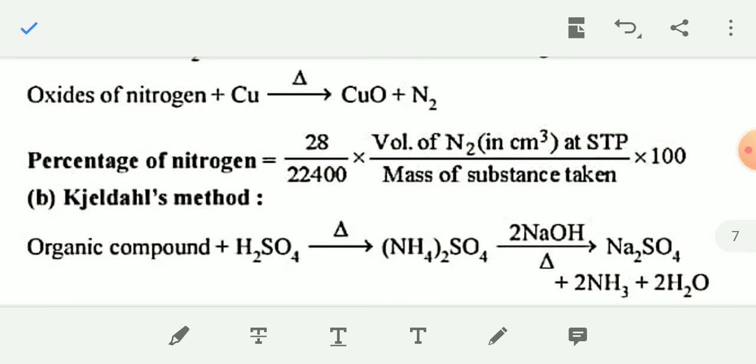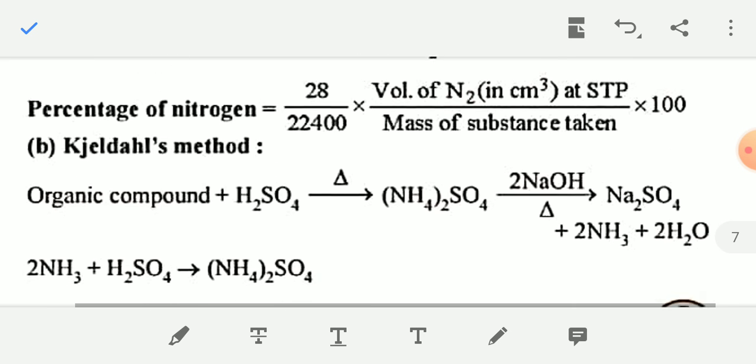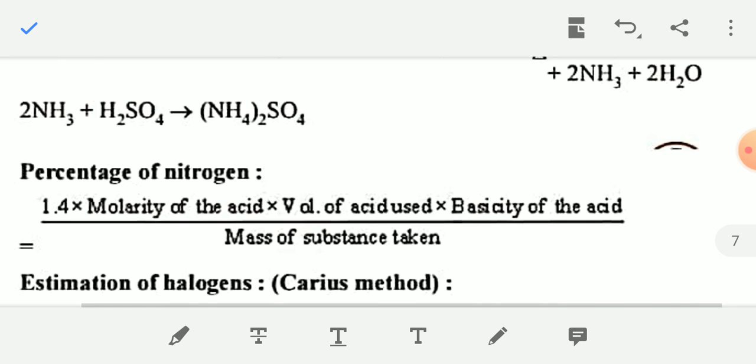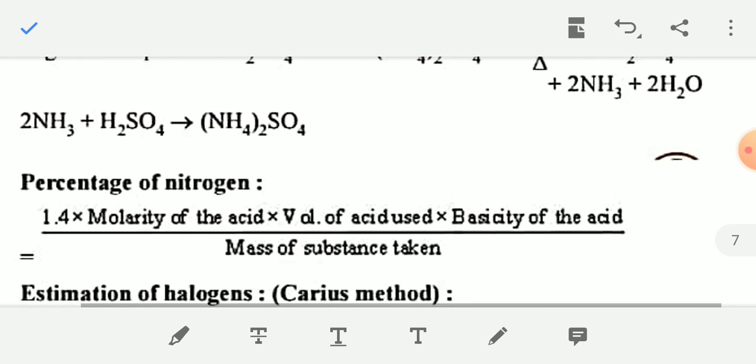Now we have to calculate the volume of nitrogen formed, and percentage of nitrogen is equal to 28 divided by 22,400 × volume of nitrogen in cm³ at STP divided by mass of substance taken × 100. In the Kjeldahl method, you can also calculate the percentage of nitrogen, and you have to remember the formula: percentage of nitrogen equals 1.4 × molarity of the acid.